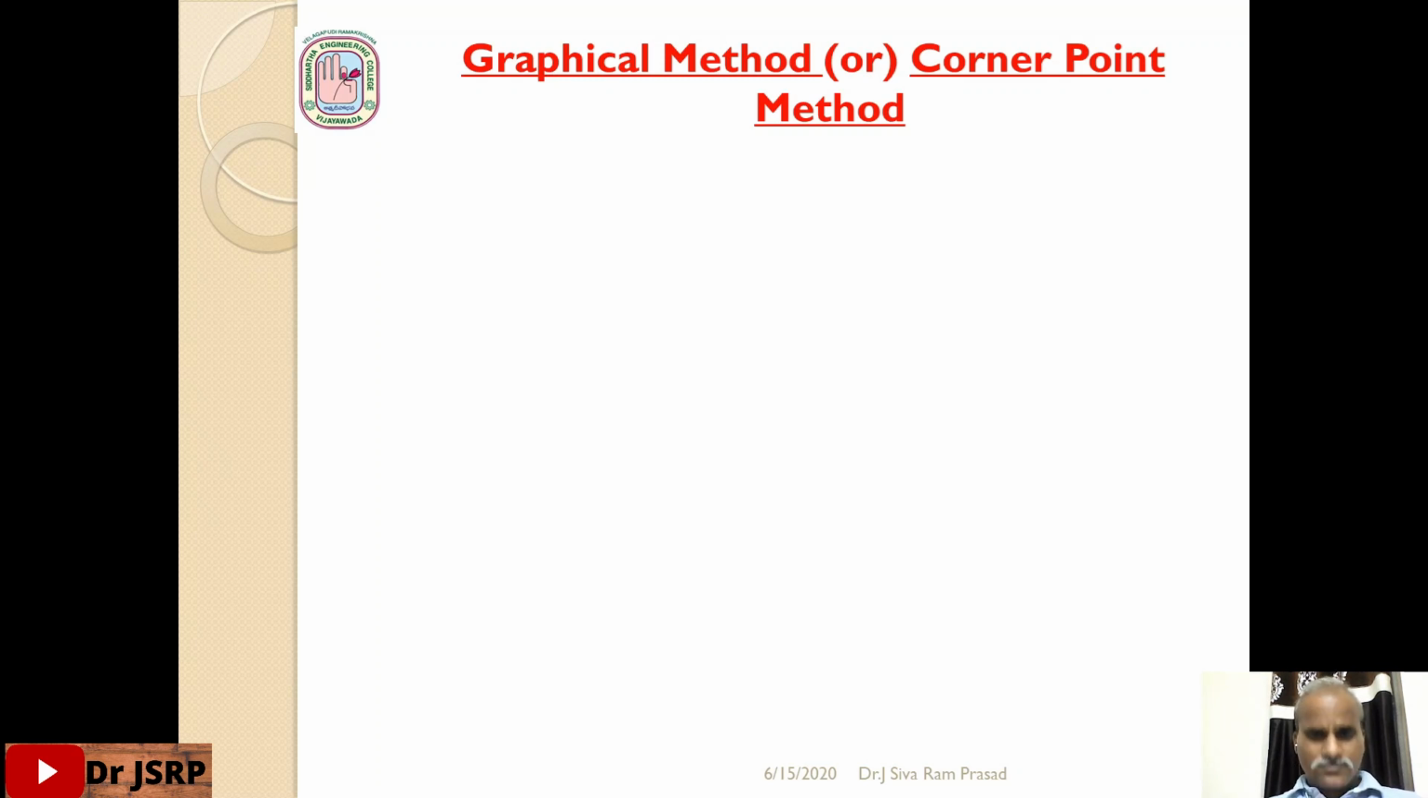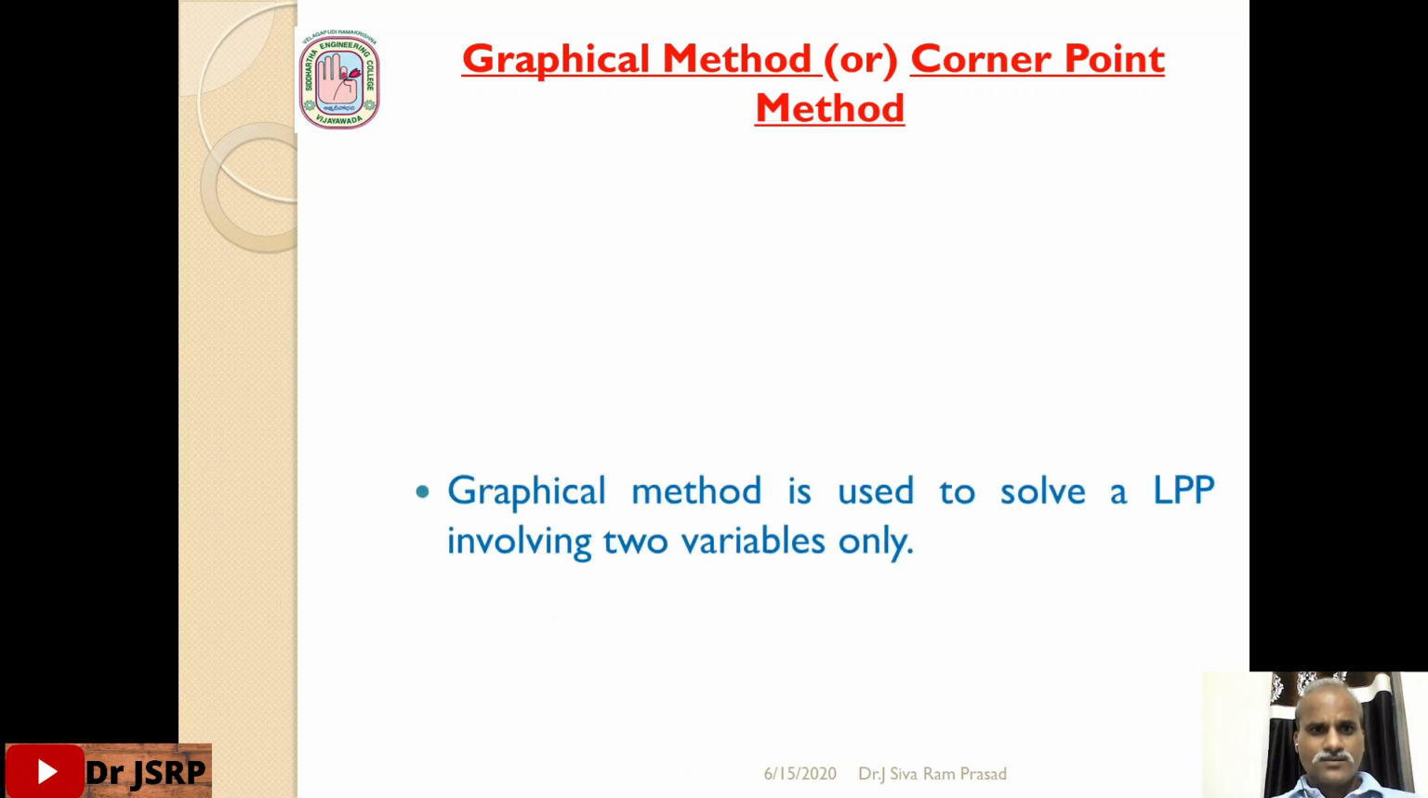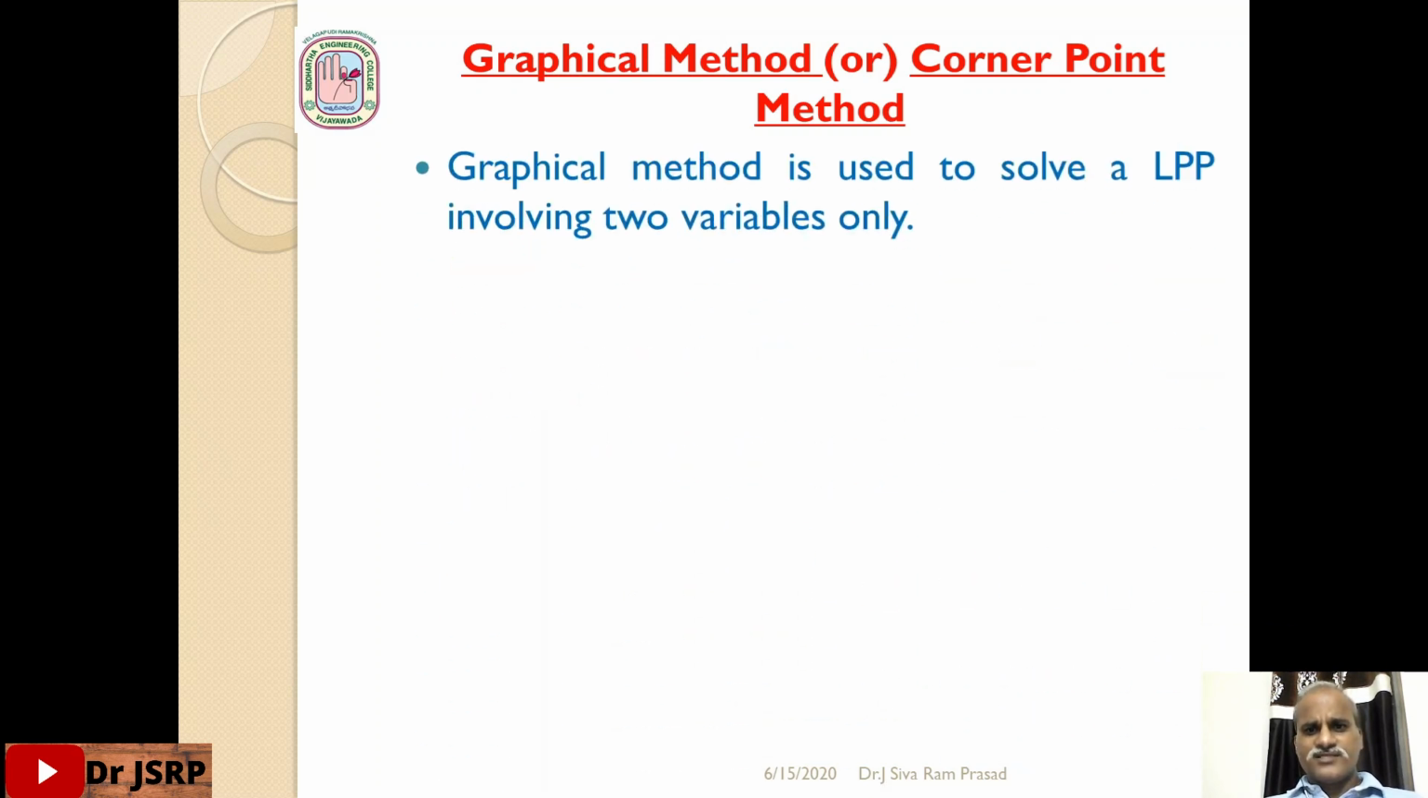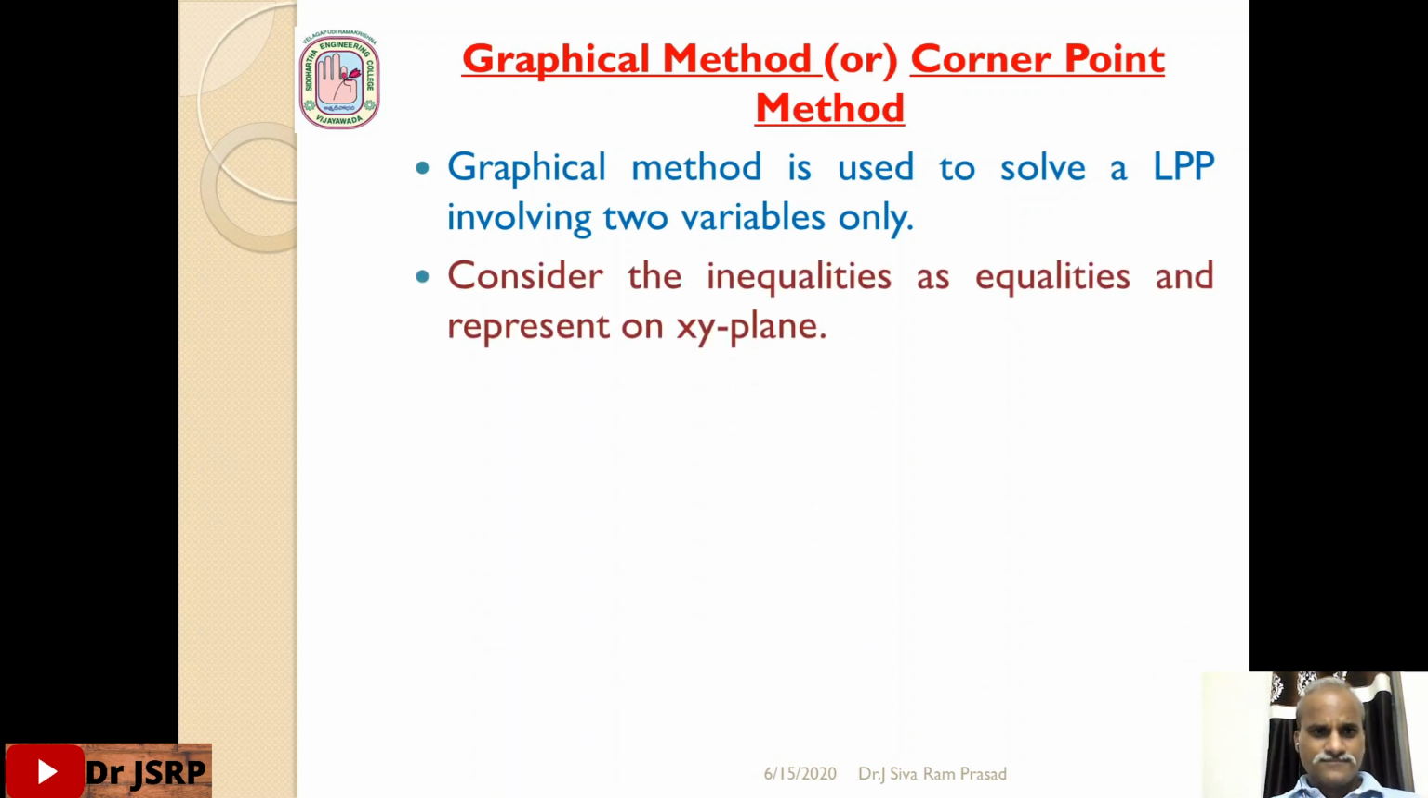Now let us see the steps involved in this method. First, we represent the inequalities on a graph, that is, the xy plane. For this, we consider the inequalities as equalities and represent them on the xy plane, that is, on the coordinate system. Then we apply the inequality regions. Then we draw the feasible solution region.